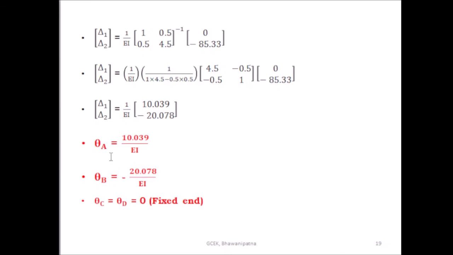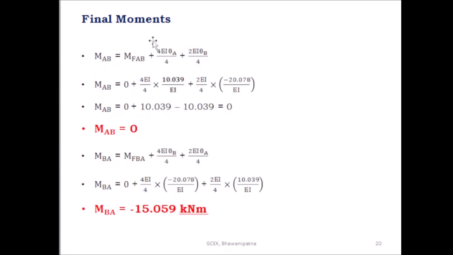Then after getting the rotational displacement at A and B, you can find the moment using the slope deflection equation. You can find the final moment at the end of each member using the slope deflection method. Already you know the fixed end moment from the external loading.